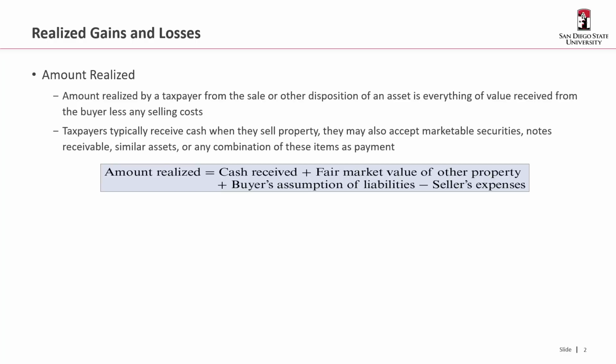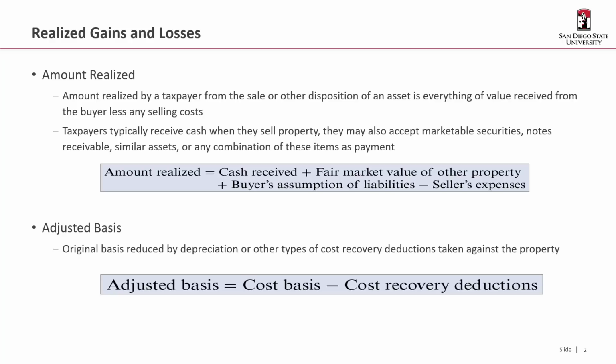Amount realized is the amount realized by a taxpayer from the sale or other disposition of an asset, is everything of value received from the buyer, less any selling costs. So taxpayers typically receive cash when they sell property, but they may also receive marketable securities, notes receivable, similar assets, or any combination of those items as payment. So amount realized is the cash received plus the fair market value of any other property received, plus any buyer's assumption of the seller's liabilities, less the seller's expenses. So that's amount realized. And again, all this is repeat.